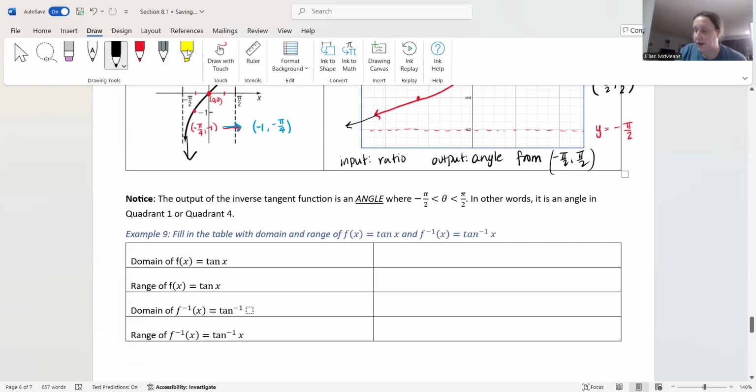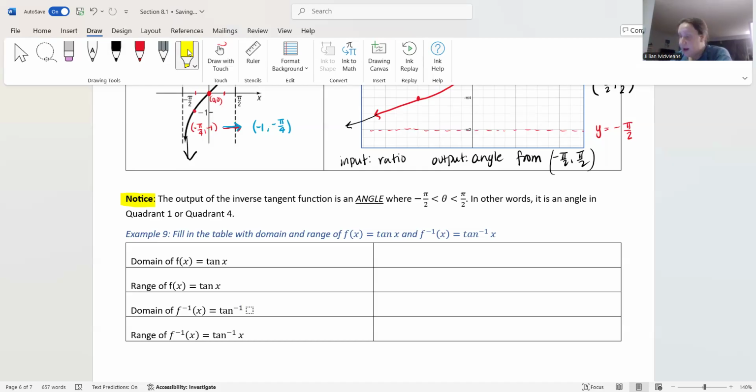And then don't forget, I have this right here. Notice the output of the inverse tangent function is an angle, and it has to be an angle from negative pi over 2 to positive pi over 2, just not including those endpoints, because at those exact endpoints, tangent's not defined.